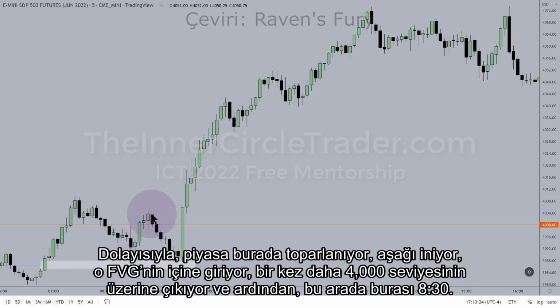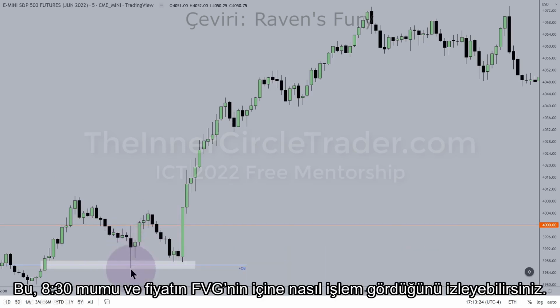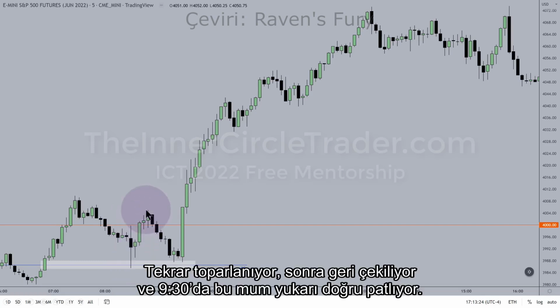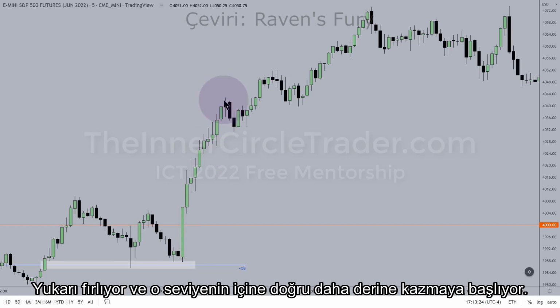Once more above the 4,000 level. And then going into, here's 830 by the way. This is the 830 candle. And you can watch when it trades right into that fair value gap. It rallies again, drops back down in. And then at 9:30, this candle here explodes to the upside, takes off, and starts digging deeper into that.